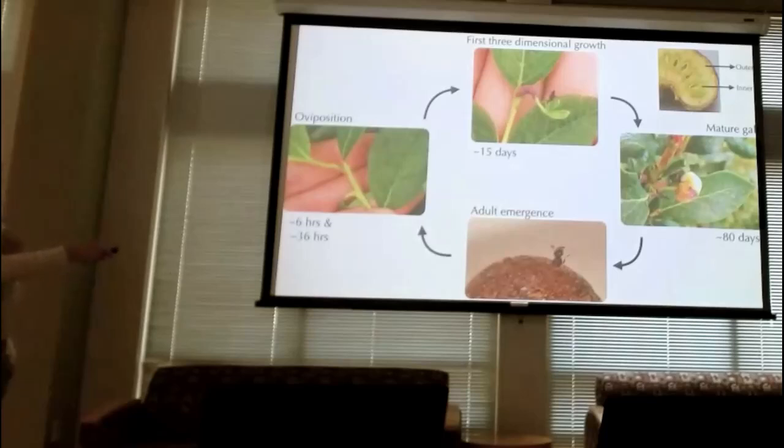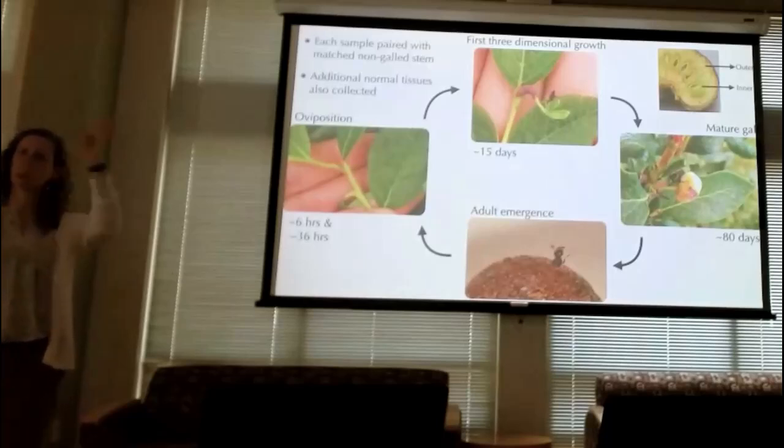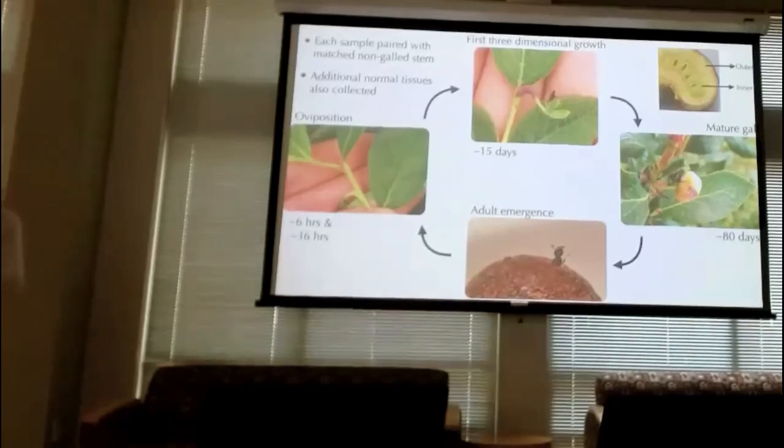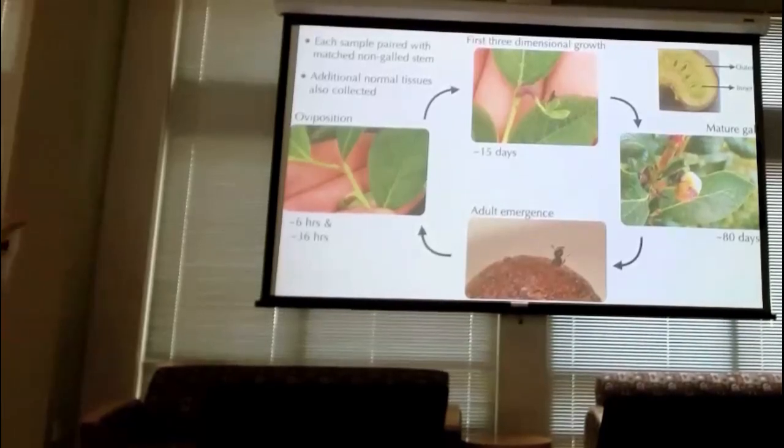And then for the mature gall, we separated out that inner nutritive tissue from that outer defensive tissue. And then we paired these with matched non-gall samples, to match sunlight, wind, water, all the other stressors that might be happening. And then we also sampled a bunch of normal tissue. So fruits, flowers, stems, roots, anything we could get our hands on.